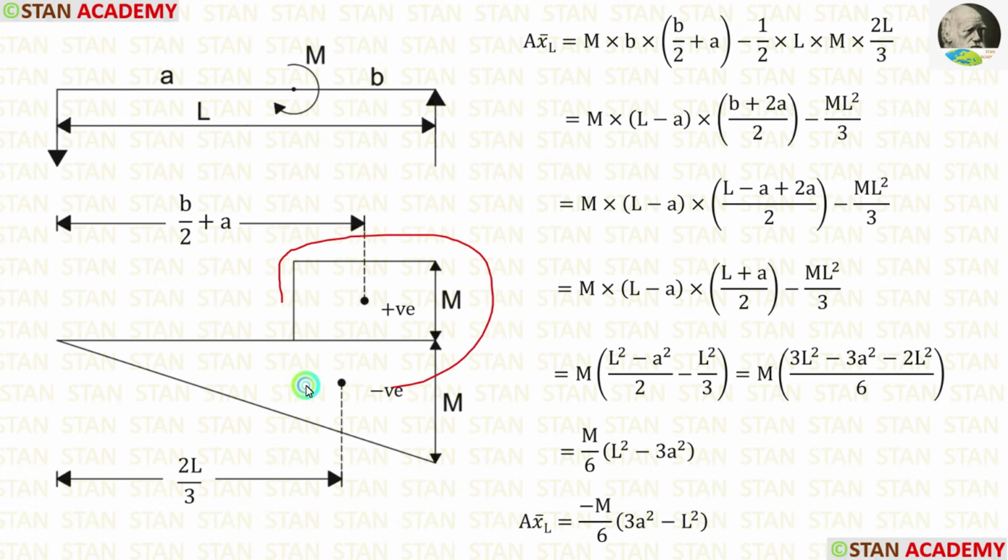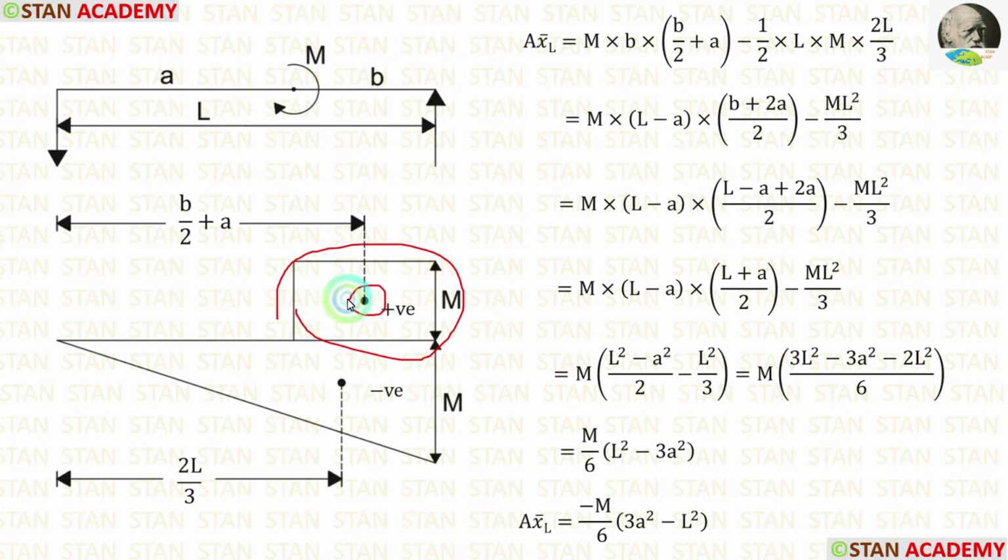This is a rectangle. We can easily calculate the area. The area is b into M. This rectangle is symmetrical, so the centroid lies in the center. The centroid will be b by 2, but we are calculating the centroid on the left side, so we have to add this a. So the distance from the centroid is b by 2 plus a.